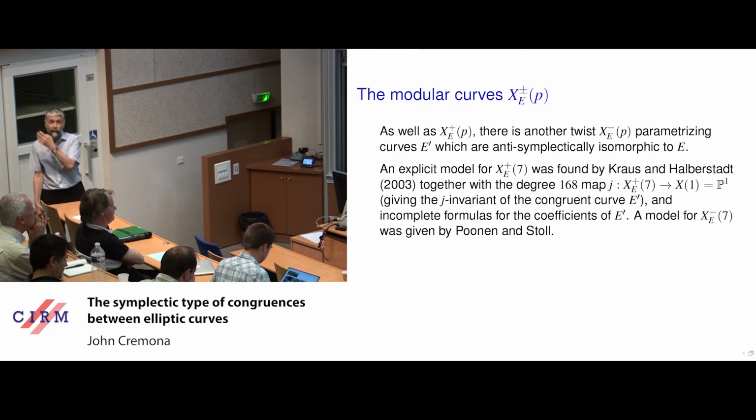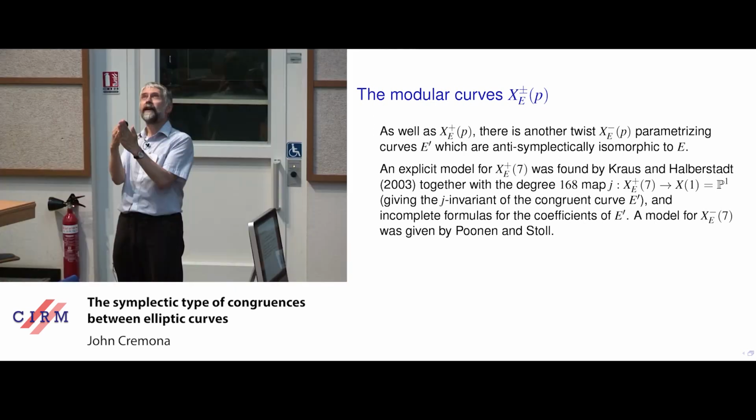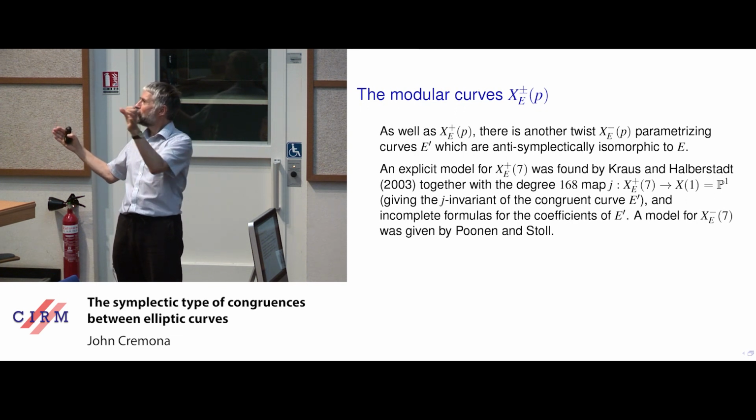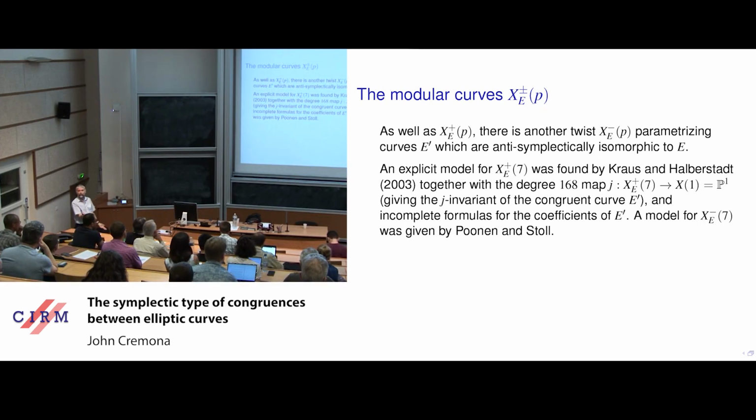It's really explicit. If you tell me that the elliptic curve E is y squared equals x cubed plus ax plus b, so you have those two numbers a and b, their formula for X_E^+(7) is just a ternary quartic in x, y, and z, and each coefficient is a polynomial in a and b. You just plug them in, you get the quartic. And of course, that by itself isn't good enough. For each point on that, you need to know, well, what is the congruent curve? And so even to know its j-invariant, you have the map from X_E^+(7) down to the j-line. That's a map of degree 168. So 168 is there because that's the order of PSL_2(7). In general, it would be the order of PSL_2(p).